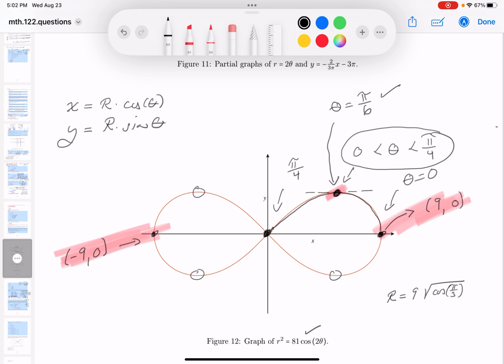And pi over 3 is 60 degrees. So I'm going to say it looks like this over here. And that's going to be root 3. This is going to be a 1, and that's going to be a 2. So that's going to be 1/2 and the square root of 1/2.